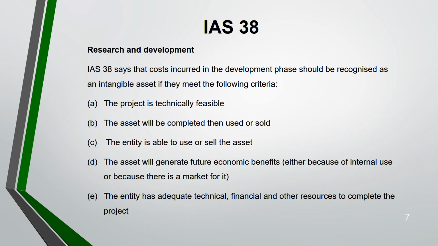The entity has the educational, technical, financial, or other resources to complete the project, and expenditure on the project can be reliably measured. If these 6 criteria are met, you recognize it as an intangible asset. If one of these criteria is not met, it will be expensed.